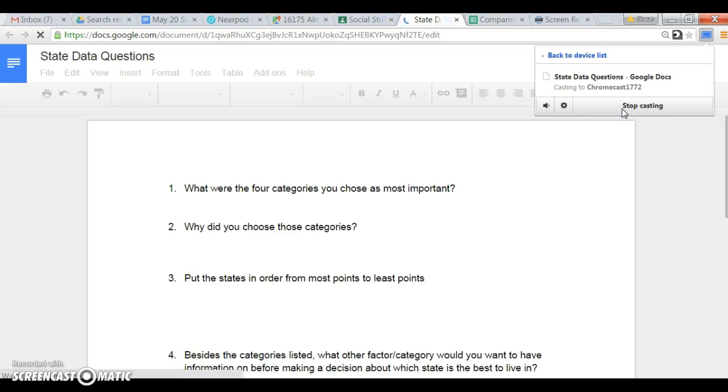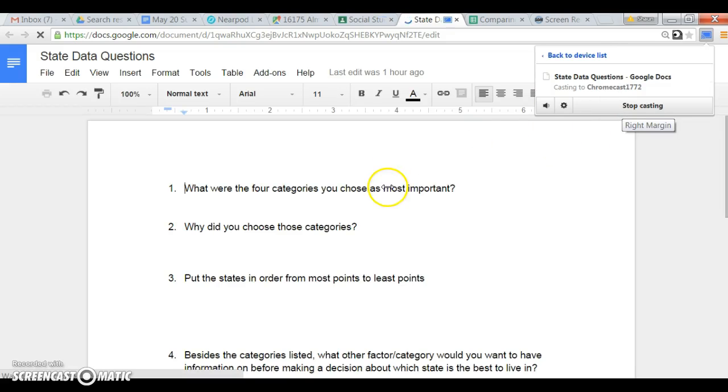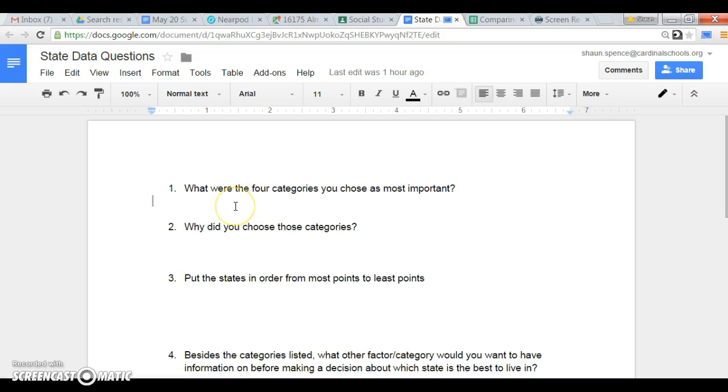And there are 5 questions that are, this is for the follow-up. You'll say, what were the 4 categories you chose? Why did you choose them? In other words, you're going to leave out 1 or 2 of them. Why did you leave those out? Why did you choose the ones you chose? Put the states in order from most points to least points.